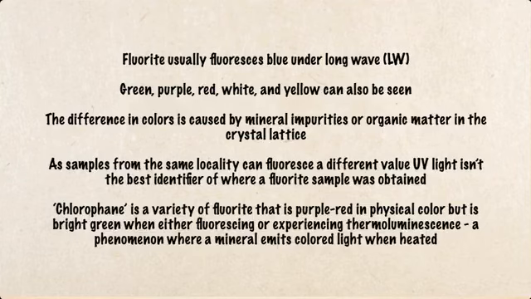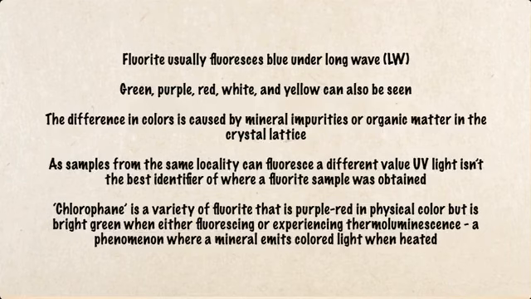So fluorite usually fluoresces blue under long wave. Green, purple, red, white, and yellow can also be seen. Now, this difference in colors is caused by a couple of things. Mostly you're looking at mineral impurities or organic matter in the crystal lattice. And because of that, fluorite is very subject to that. So if you're trying to identify a fluorite specimen from a particular locality, you can't really do that based on fluorescence, because specimens even from the same locality can fluoresce a slightly different depth or tone of color than another specimen can.